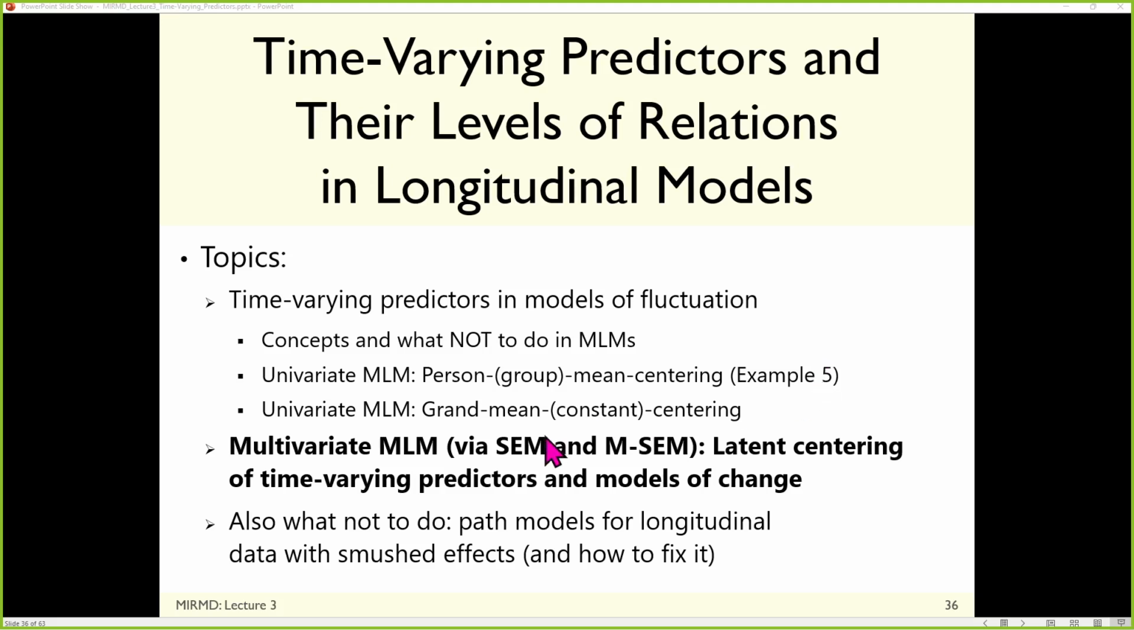Excellent. So now we're entering the intersection of time-varying predictors as they are specified in univariate multi-level models and how you can specify them in either single-level structural equation models or multi-level structural equation models, either of which can be used to do what I would call a multivariate version of the model.